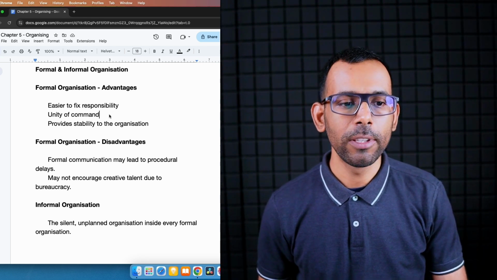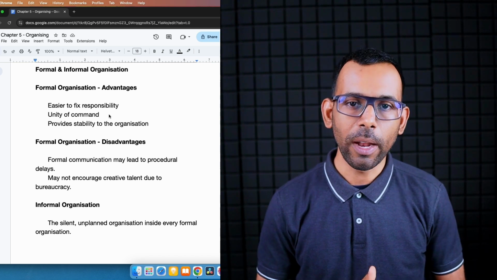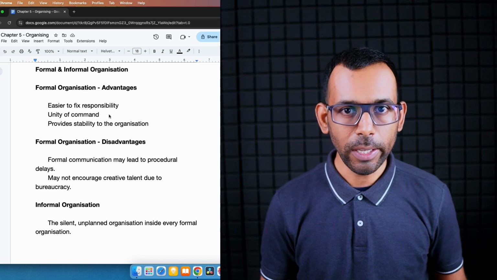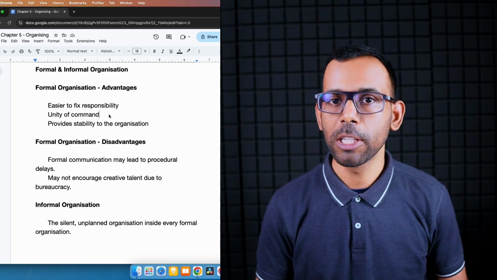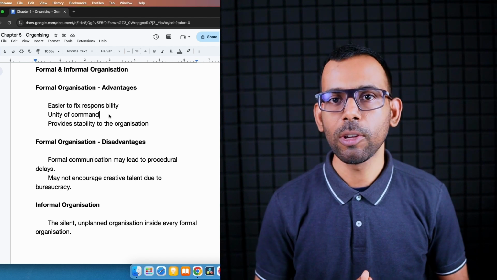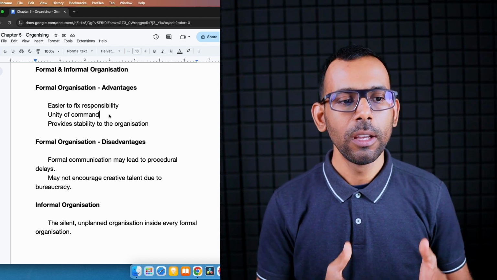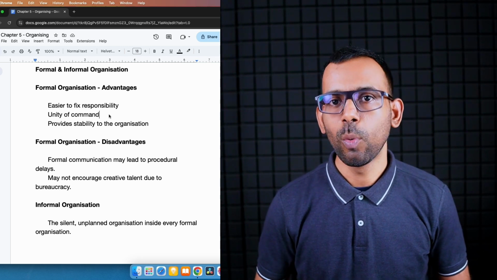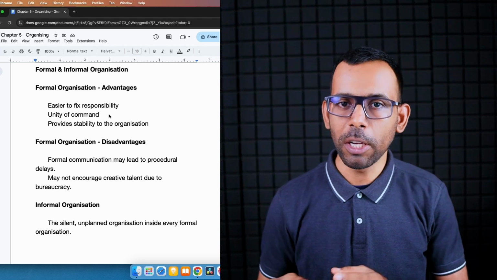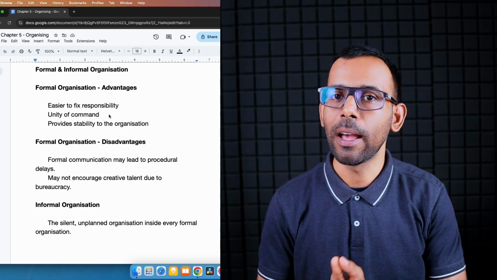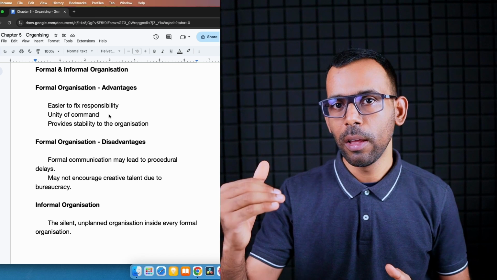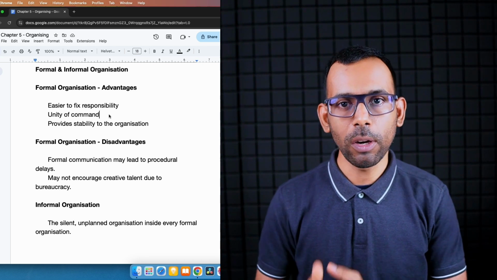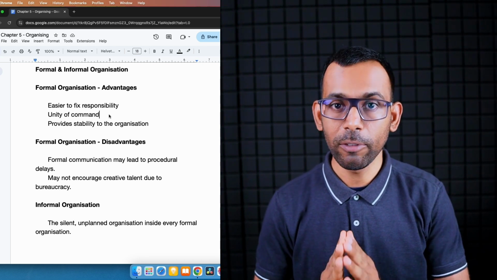Let's talk about the second point, which is unity of command. Every organization that builds its structure formally will take into consideration Fayol's principles of management. One of the key principles of Fayol's management techniques is unity of command, which means a subordinate should have only one superior. A superior can have multiple subordinates, but a subordinate must have only one superior. That means if you are at the bottom level or middle level of the organization, you should be getting orders from only one person, which means a person should not have two bosses.